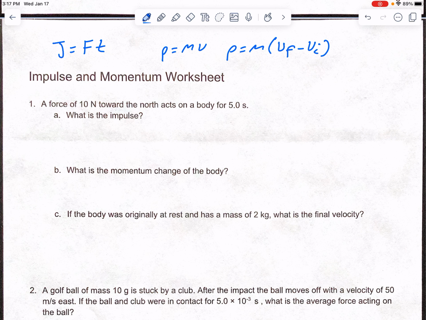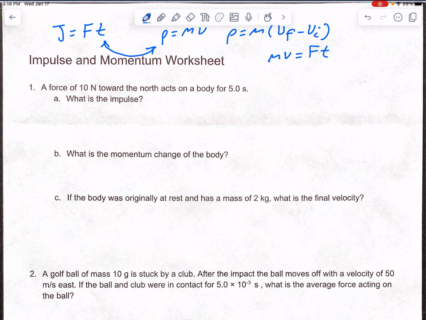If you change the force acting on an object or change the time acting on an object, you're going to make that object start to change its velocity, which therefore changes its momentum. So that's why we can set these two equal to each other. We can say that M times V equals F times T. That's called the impulse momentum theorem.